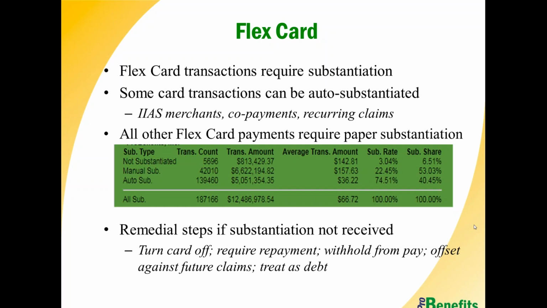questions we get is why ProBenefits asks for so much documentation. And so we included this to give you the numbers on where that is. To simplify the numbers you see there, under the substantiation type, you'll notice that almost 75% of card transactions do automatically substantiate. So under those three categories listed above, the majority of claims are going through automatically for participants, and they're not being asked for any documentation at all.